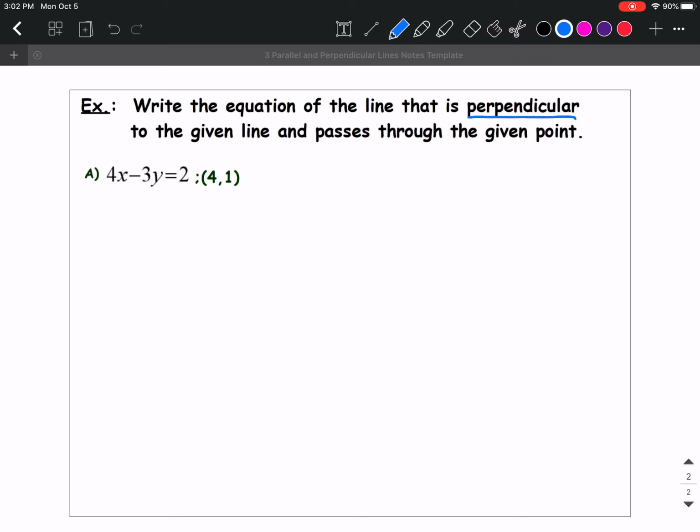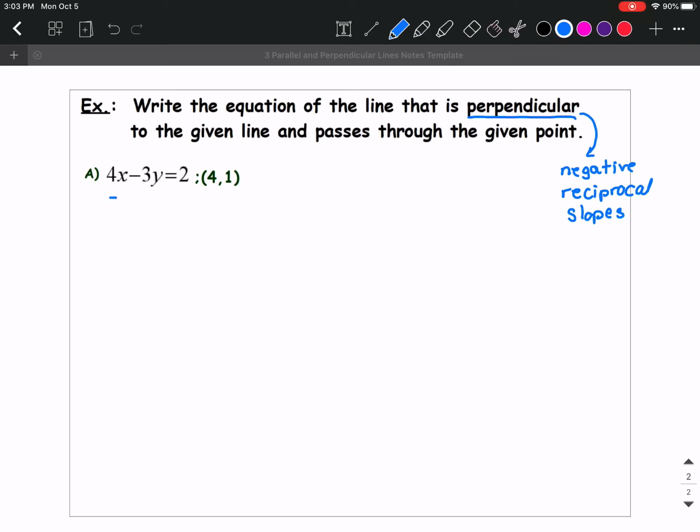Last question. Very similar, but now we're going to write the equation of a line that is perpendicular to the given line and passes through the given point. So remember, if they're perpendicular, they have negative reciprocal slopes. So the first thing we do, we have to find the slope of this line.